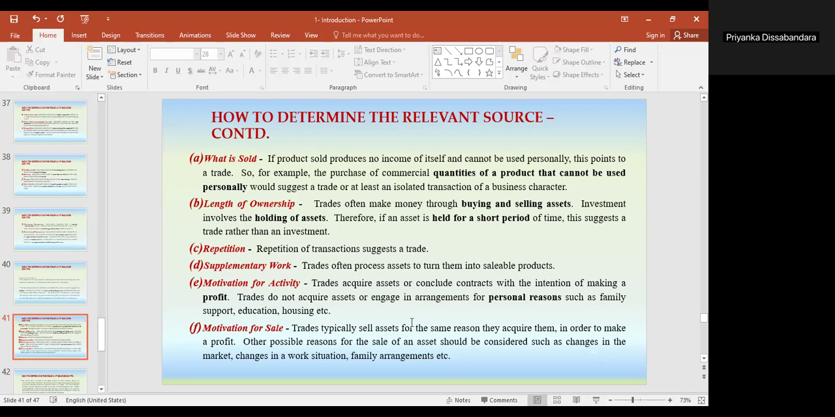Then the next one is repetition. Repetition of transactions suggests a trade. Repetition of transactions. It repeats. We are constantly buying and selling, and it repeats.